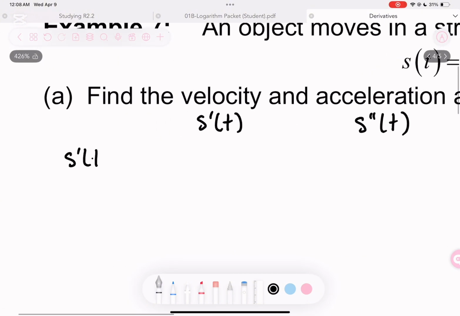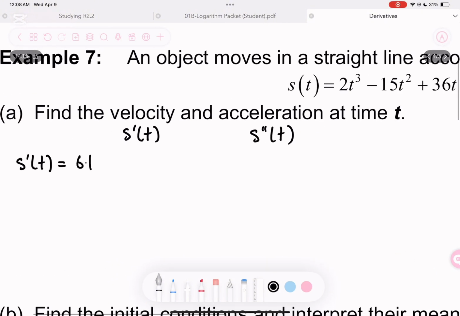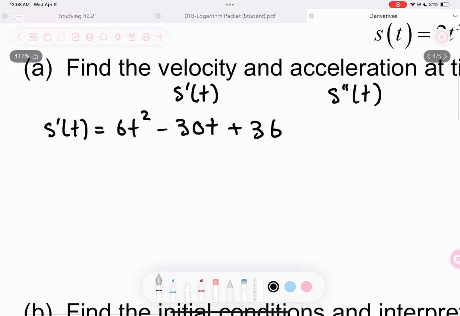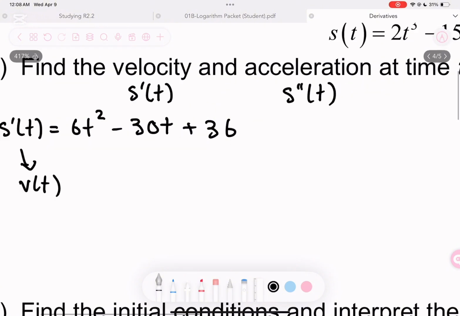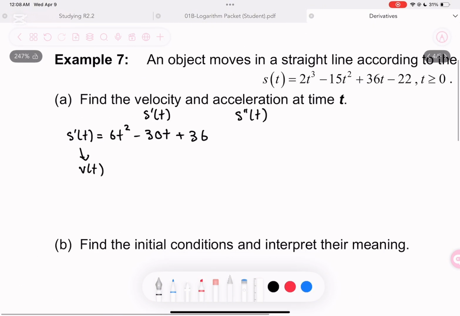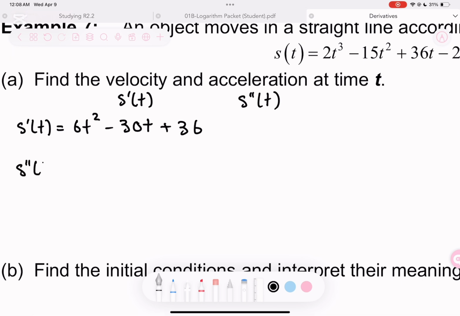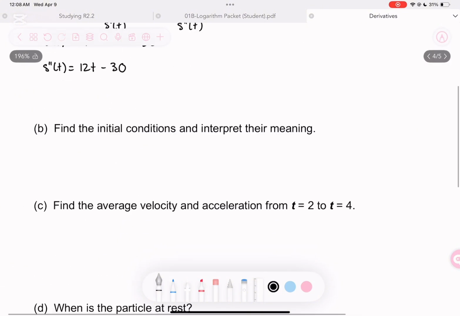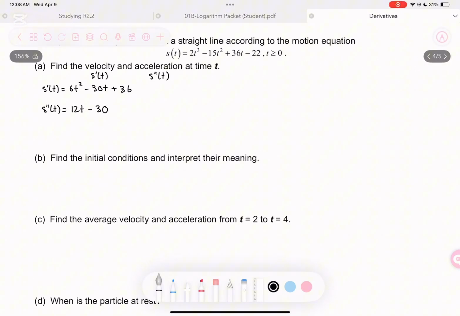So s prime of t you can find: that's 6t squared minus 30t plus 36. So this is your velocity, effectively. And if you want to find s double prime of t, you just have to take the derivative of the derivative. So s double prime of t would be 12t minus 30. So this is your acceleration. Cool. So find the initial conditions and interpret their meanings. I'm assuming they want me to find the initial conditions of everything. Hold on.